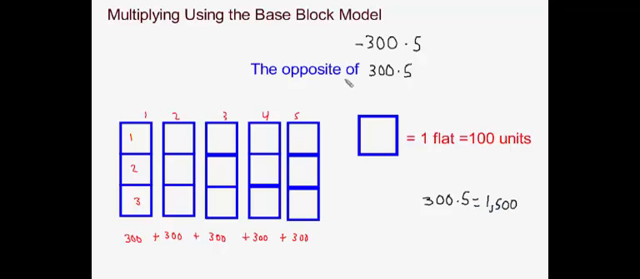1,500. So if we want the opposite of 300 times 5, that would be equivalent to finding the opposite of 1,500. And the opposite of 1,500 would be negative 1,500. So you can see that multiplying negative 300 times 5 is very similar to multiplying 300 times 5. You start by multiplying 300 times 5, and then the negative just means to do the opposite of that answer. And since that answer was 1,500, the opposite of that answer would be negative 1,500.